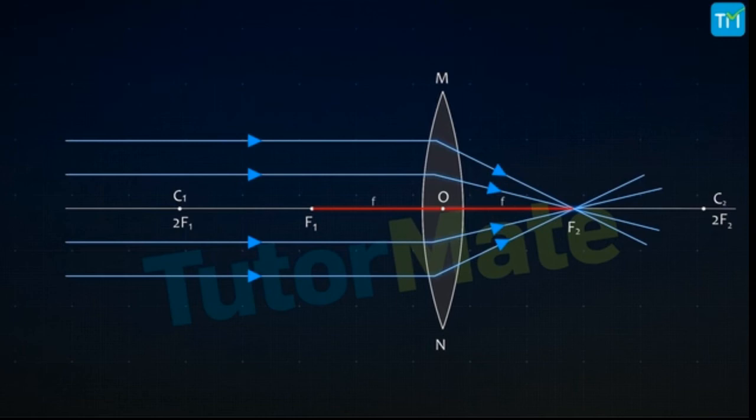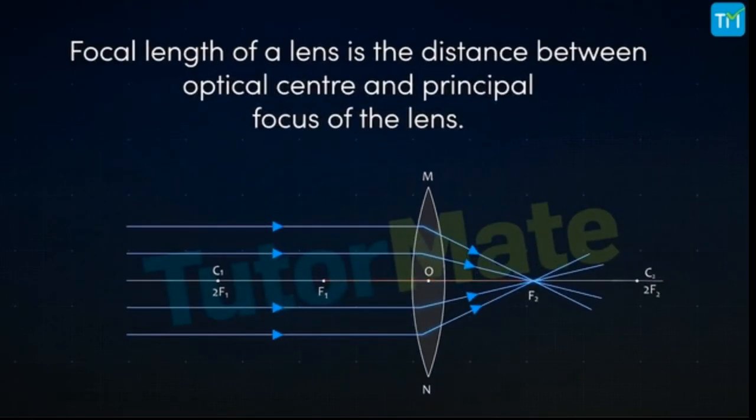Therefore, by definition, the focal length of a lens is the distance between the optical center and the principal focus of the lens. Also, the focal length of a lens is half of the radius of the curvature of the lens. Therefore, if r is the radius of the curvature, we get r is equal to twice of f, or 2f.